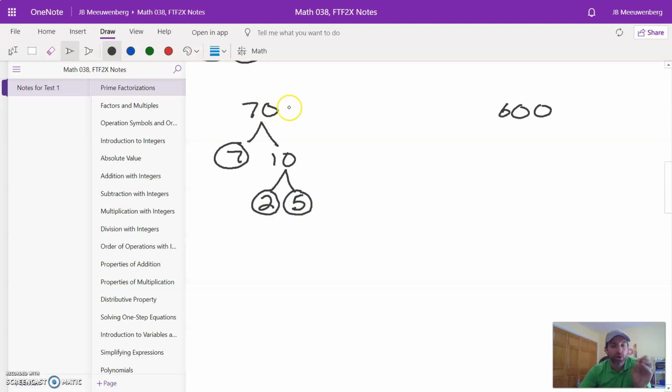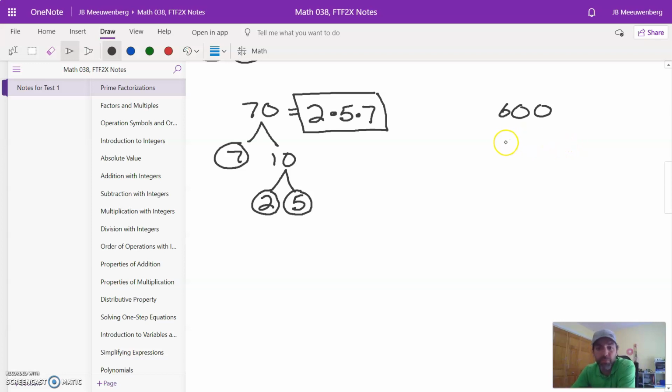So no matter which way you go, 70 ends up with these 3 prime numbers. I like to put them in order from least to greatest. 2 times 5 times 7. This is our prime factorization. This is not. This is. Then the last one, 600. You're like, what? That's a huge number. But when you start dividing it, when you start factoring it, it breaks apart pretty quickly. So the thing that jumps out to me would probably be 6 times 100. That's the thing that jumps out to me.